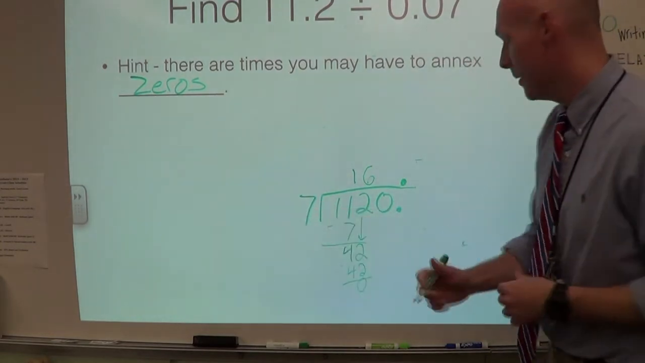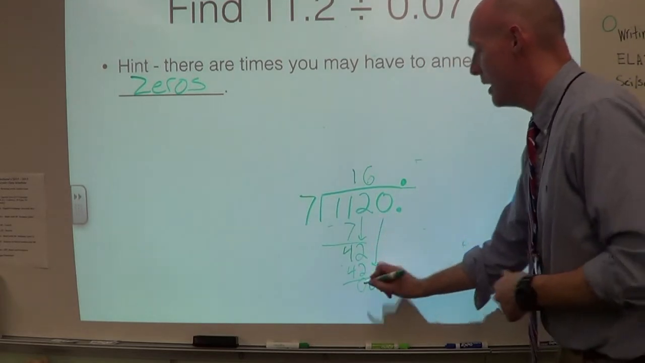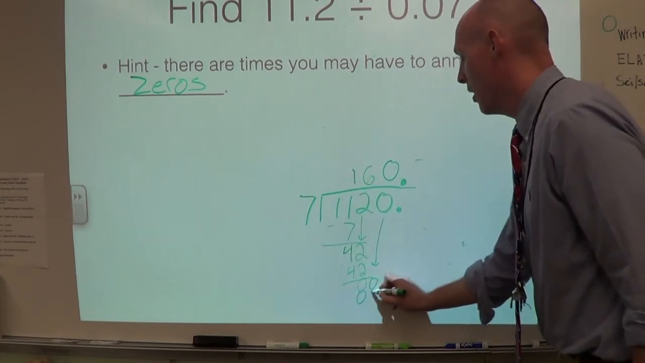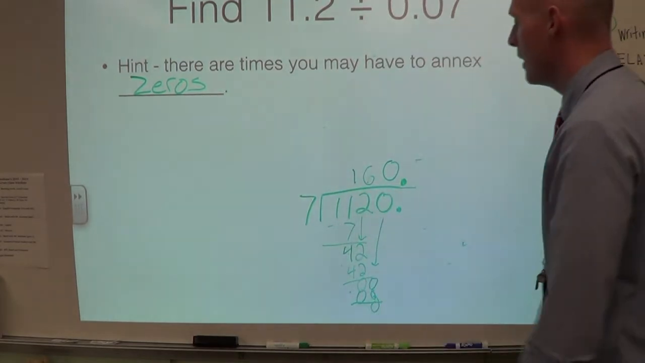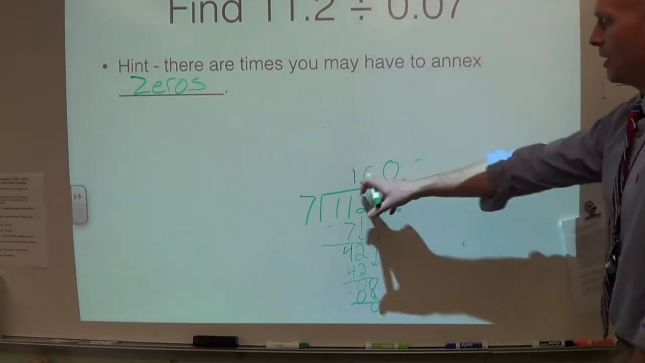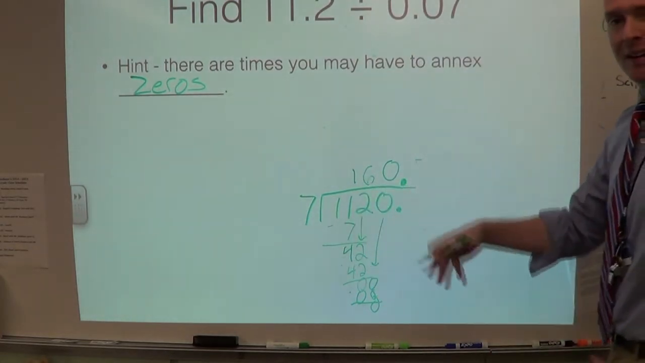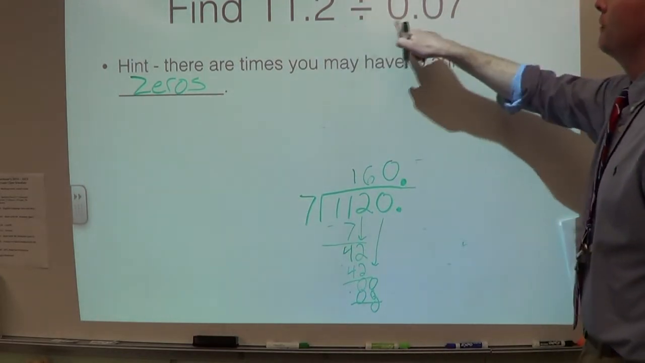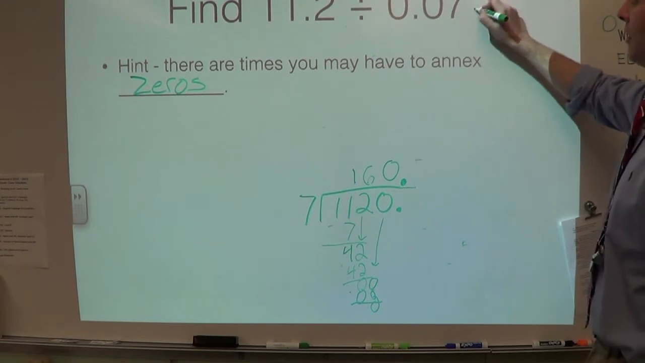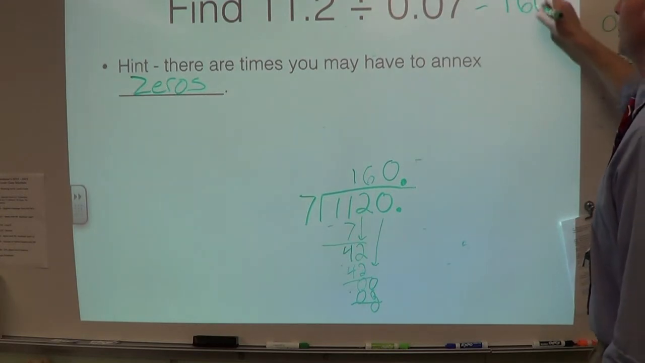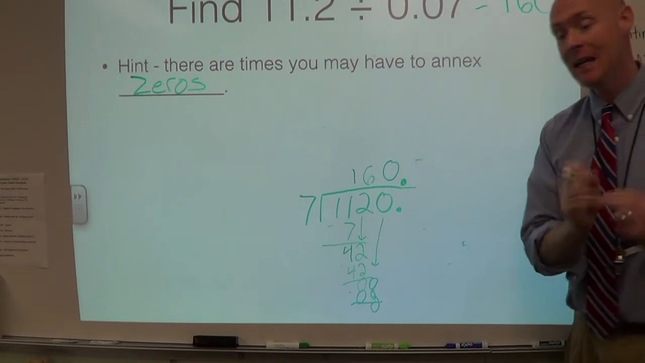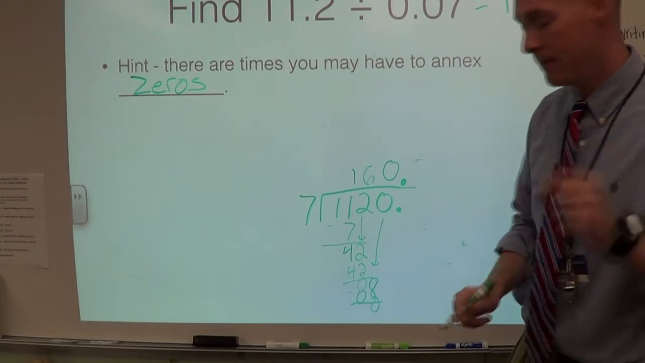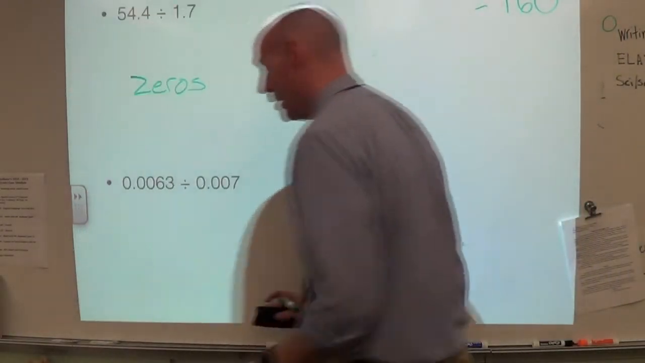Check, it's lower, we're good. Bring down the 0. How many times does 7 go into 0? It doesn't. 0 times 7, we are at all zeros. Subtracting, we are good to go. We could stop there and notice 160 decimal point, that's just 160. So therefore 11.2 divided by 0.07 equals 160. Okay, key is, remember, move the decimals the same amount of times on each side. Let's try another one.